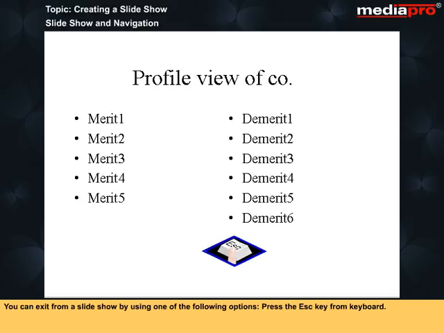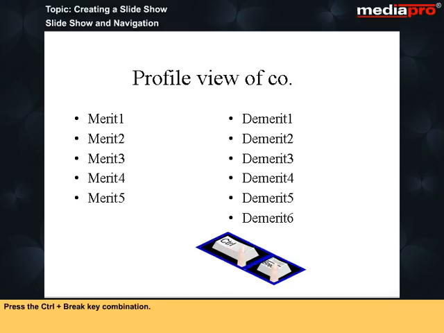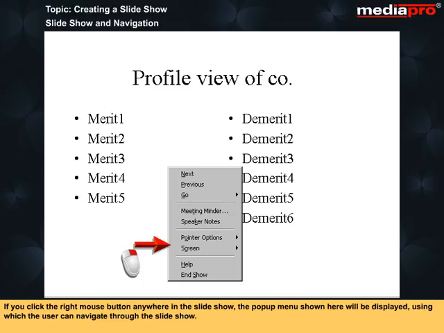You can exit from a slideshow by using one of the following options. Press the Escape key from the keyboard. Press the Ctrl plus Break key combination. If you click the right mouse button anywhere in the slideshow, the pop-up menu shown here will be displayed, using which the user can navigate through the slideshow.